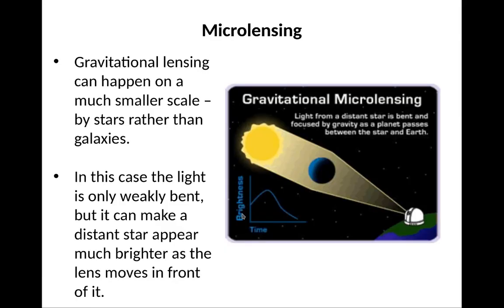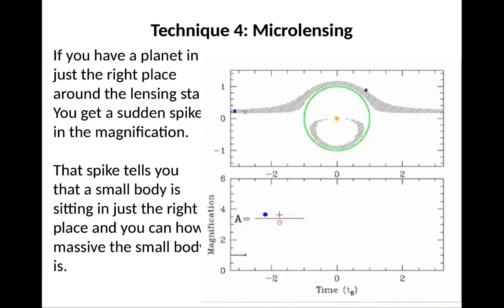Now, there's something called microlensing. Gravitational lensing can happen on much smaller scales, done by stars rather than a galaxy or cluster of galaxies. In this case, light is only weakly bent, but it can make a distant star appear much brighter as the lens moves in front of it. Here's an example. Here's a star. If you have a planet in just the right place, you get a spike. This first spike is the lensing by the star, and this little smaller spike is the lensing due to the planet.